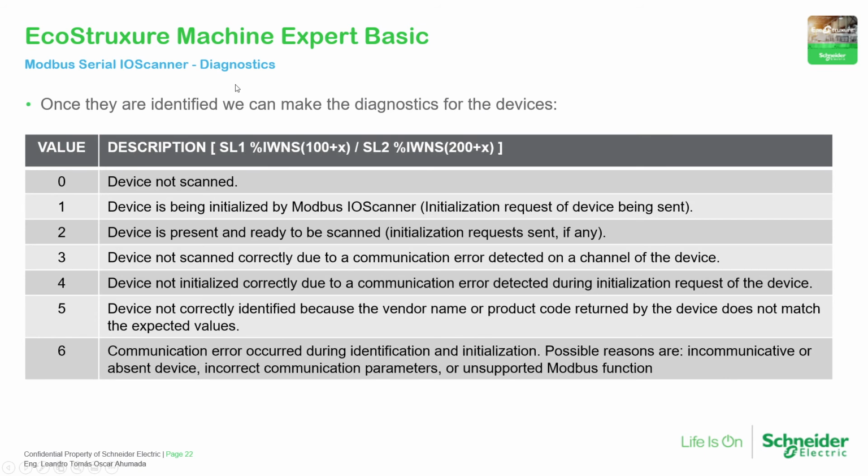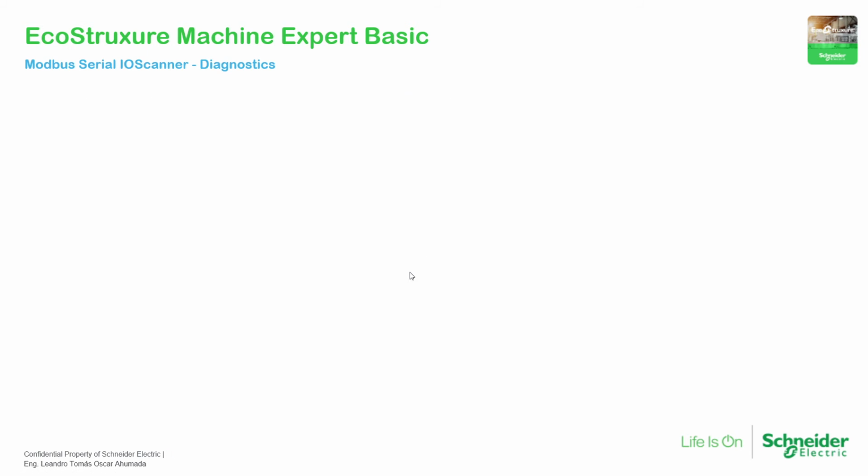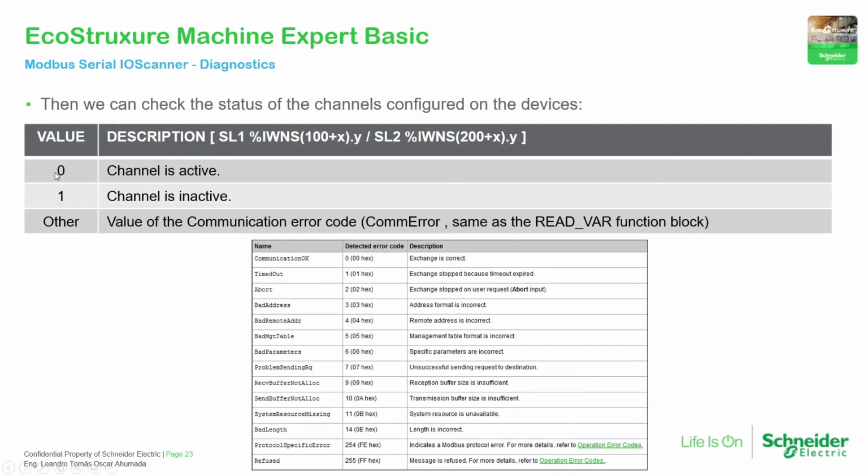So the first one, for the device, to sum up all this, if you have the value 2, everything is all right. Otherwise, you need to worry and figure out what the problem is. For the channels, if the value is 0, everything is all right, and you don't need to worry about anything. Otherwise, pay attention to the value that you have.